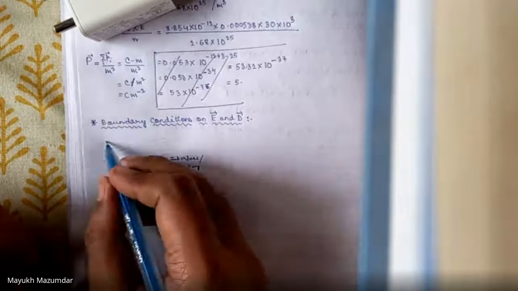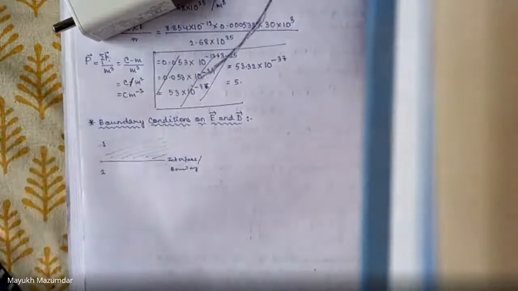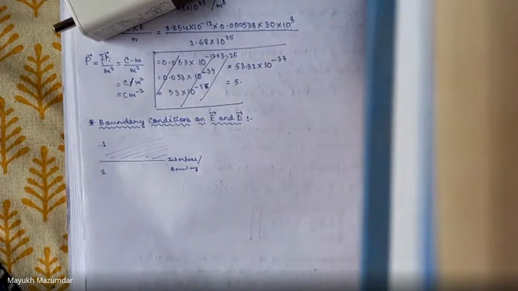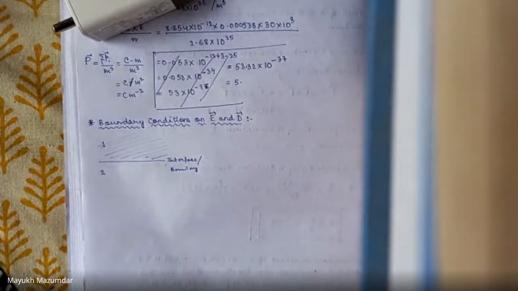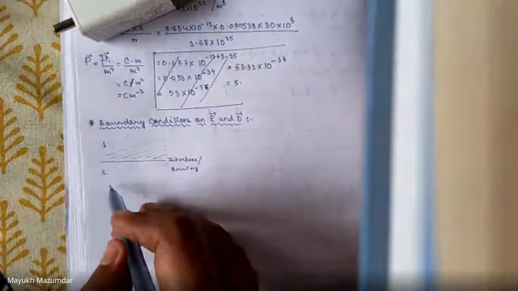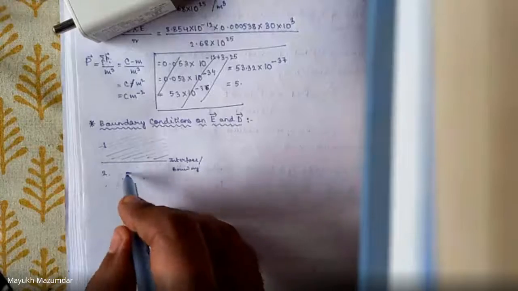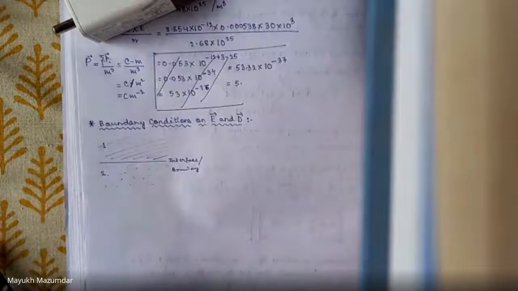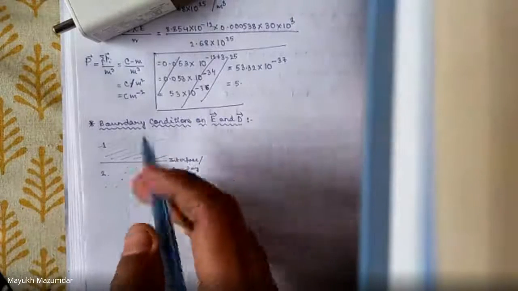Say it is medium 1, it is medium 2. Having studied the electric field and the displacement vector, I mean the properties of a dielectric medium, we can expect phenomena to occur from one medium to another, isn't it? We can have a situation like this when there are two media and there is a boundary. So how would these things change across the boundaries? That is what we are curious to know.